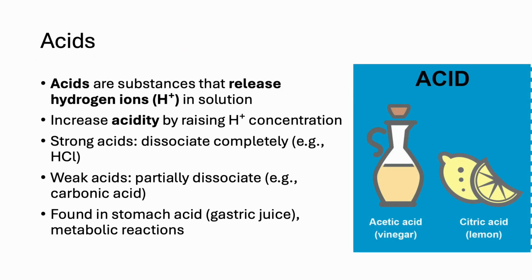Acids are substances that release hydrogen ions into a solution, increasing the solution's acidity. The more hydrogen ions released, the lower the pH. For example, hydrochloric acid in the stomach helps digest food and kill pathogens. Strong acids dissociate completely in water, releasing many hydrogen ions, while weak acids only partially dissociate, which makes them less reactive. Acids are involved in many physiological processes, from digestion to cellular respiration.